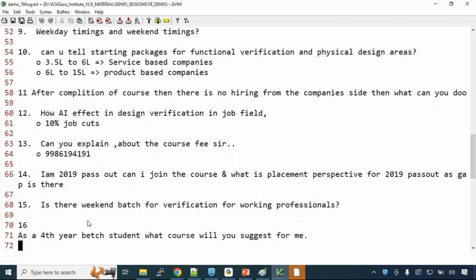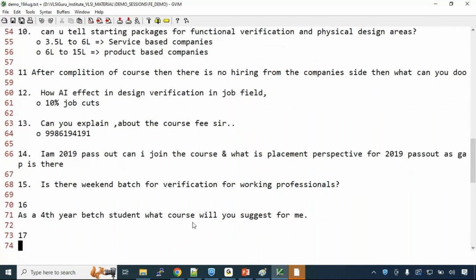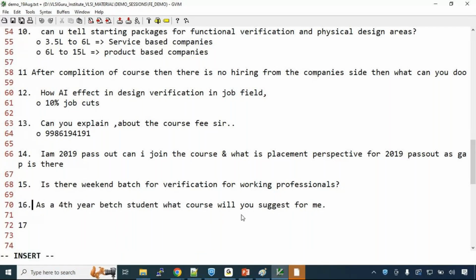As a fourth year BTech student, what course will you suggest for me? The thing is, as a fourth year BTech student, you will not have a lot of time. You have to do your BTech project also. So in that case, I would only suggest doing one course every semester.